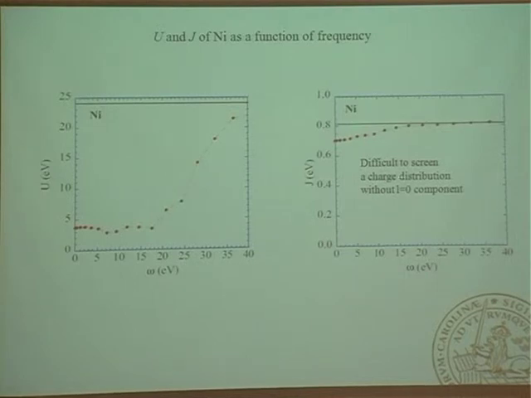This is because the exchange charge has no L equal to 0 component. If you integrate the exchange charge, it's a product of different orbitals, so it's 0. So it has no 0 component. So it's difficult to screen. That's why there is little variation. So it is indeed justified to use an atomic value for the J in the calculations.